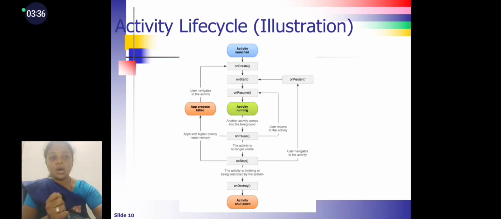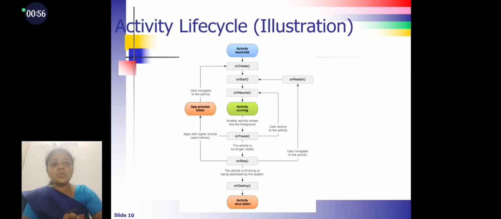When the activity is launched, first the onCreate method is called in order to create the activity. After that it goes to onStart, where the activity becomes visible to the user, and then onResume is called, where the activity starts interacting with the user, and the activity is now in the running state. Then another activity comes into the foreground, so the user gets diverted from the current activity to the new activity.